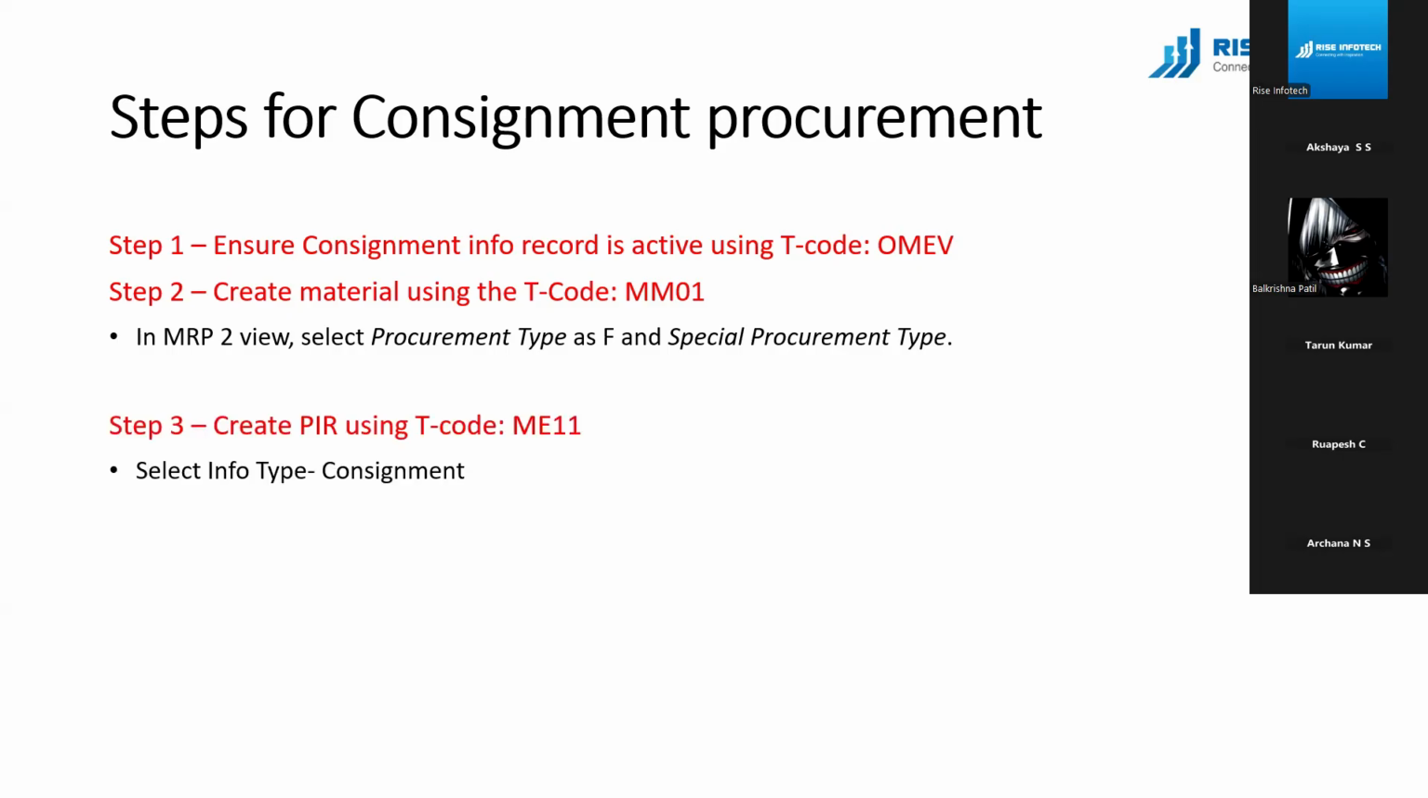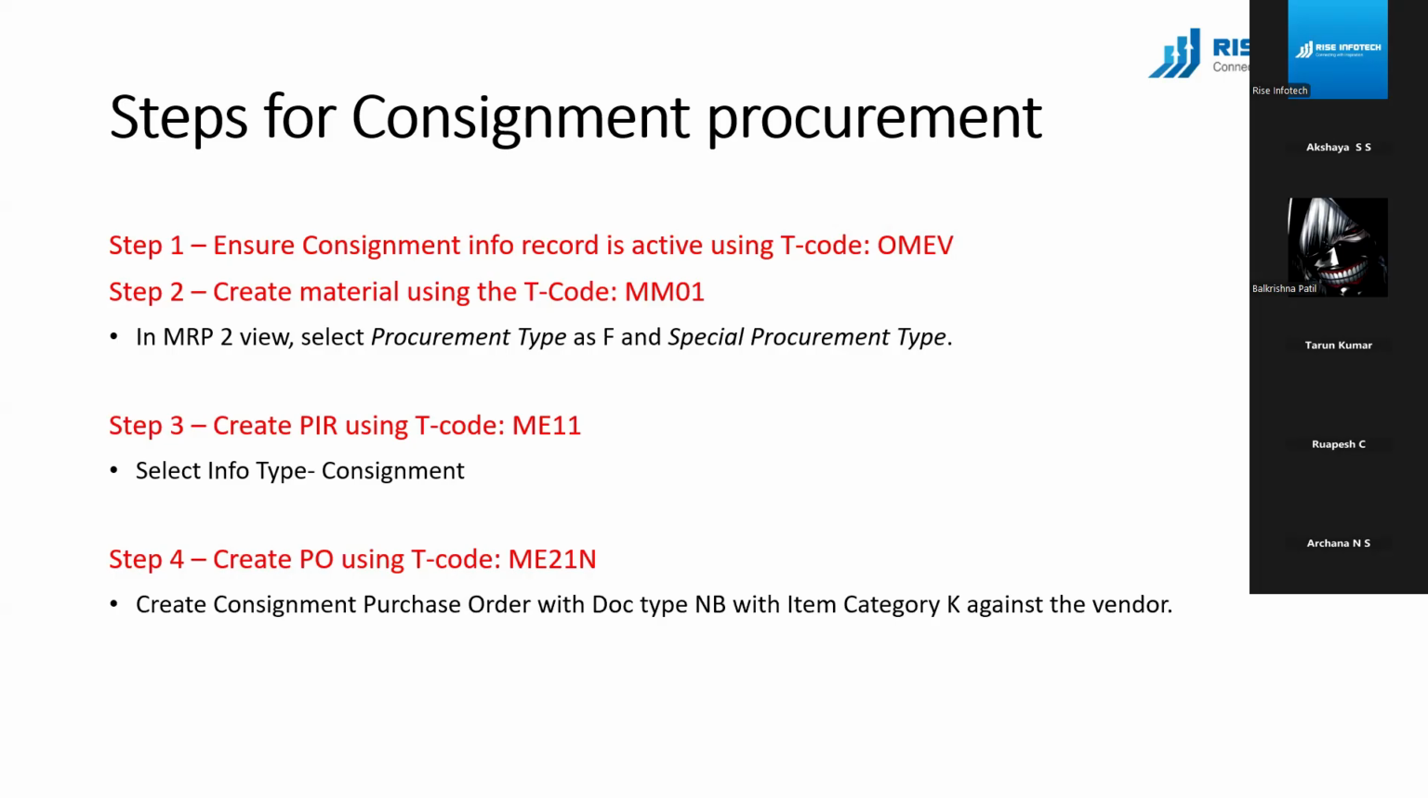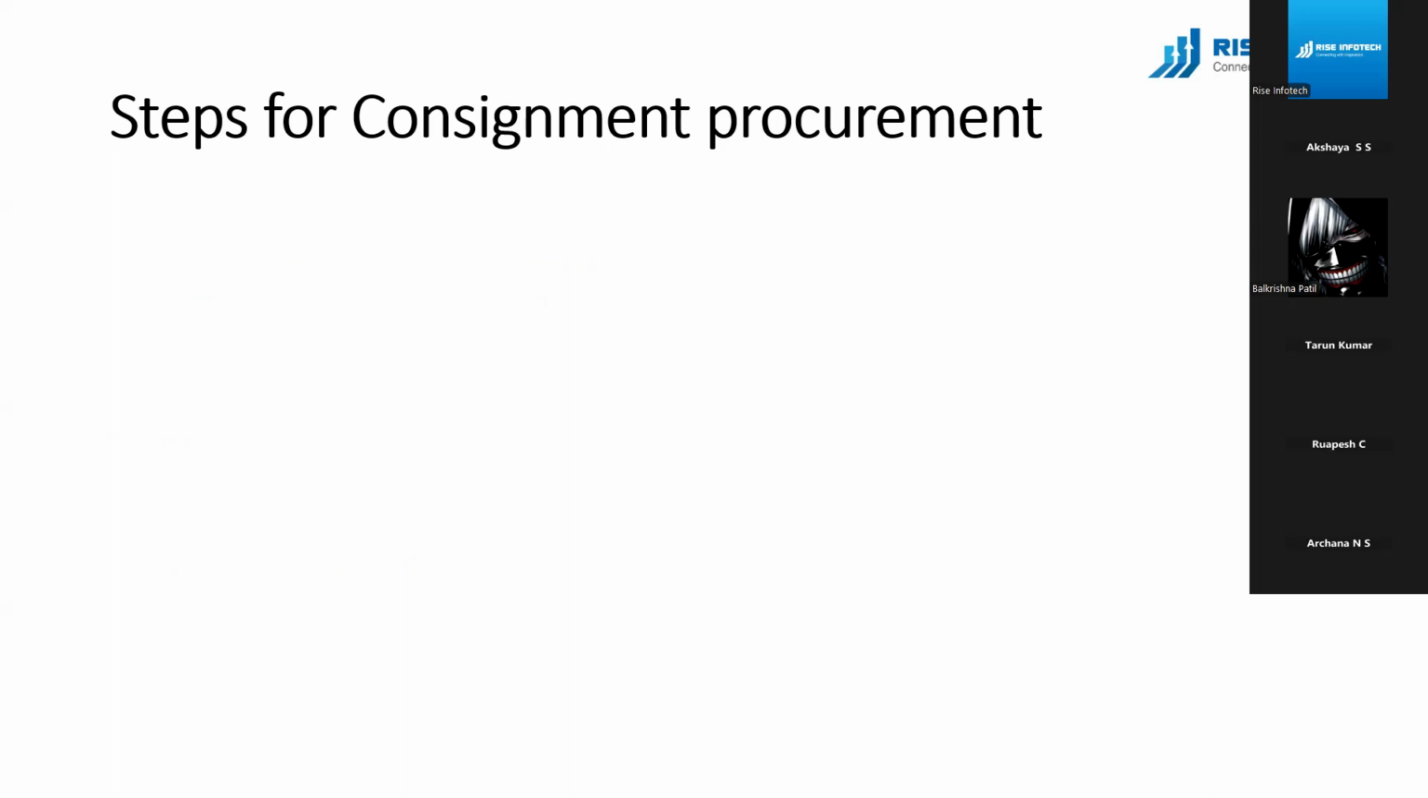We have to create a PIR like for pipeline, where we selected pipeline as info type; here we have to select consignment. We have to go ahead with creating the PO, ME21 is the T code. Create PO with doc type NB, and K is the item category against the vendor. Price will be automatically picked from the consignment info record.